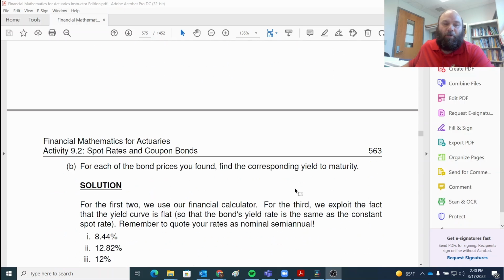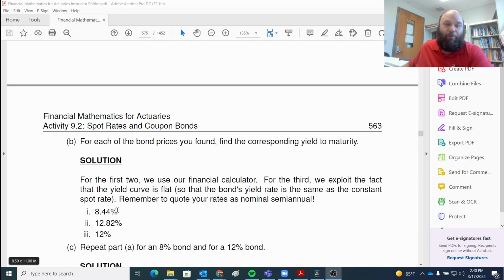Now, with higher prices comes lower yields. So with the normal yield curve, we got an 8.44% yield on the coupon bond, and that was a premium bond. With the inverted yield curve, we got less than 100 for the price, so a lower price, so a higher yield of 12.82%. Remember, these are quoted as nominal semi-annual. The last one, of course, is 12%. You don't even have to do any work for that because you've got a flat yield curve.